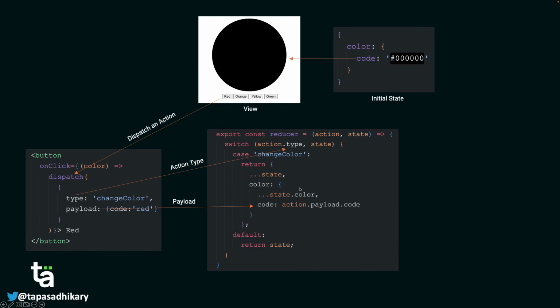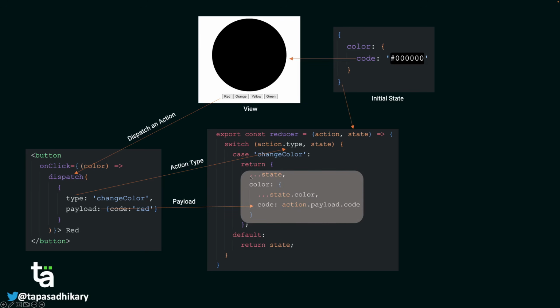So this is the reducer that I have written, which is again a plain JavaScript function, which takes two parameters, I told you. One is the action, another is the current state. Okay, action and the current state. So this is the state that is coming in. So what is in the action? In the action, we have type and we have payload. We are checking if the type is changeColor, if these two match, then do some logic.